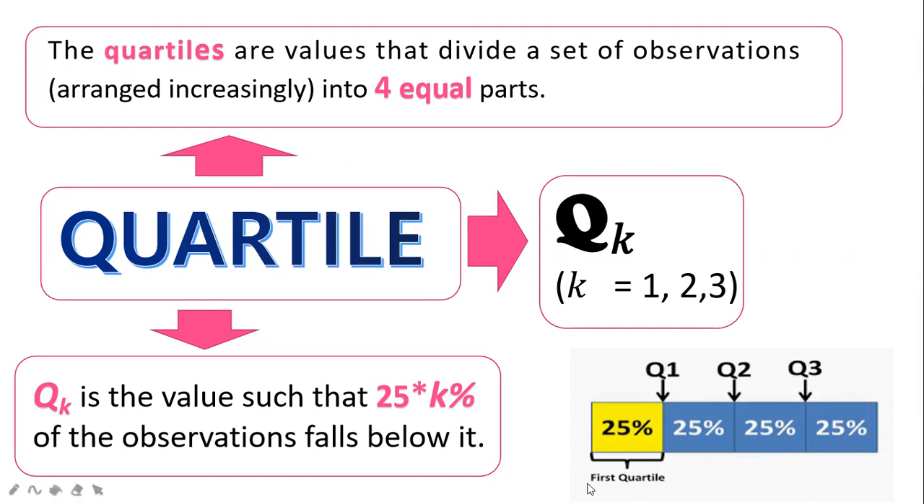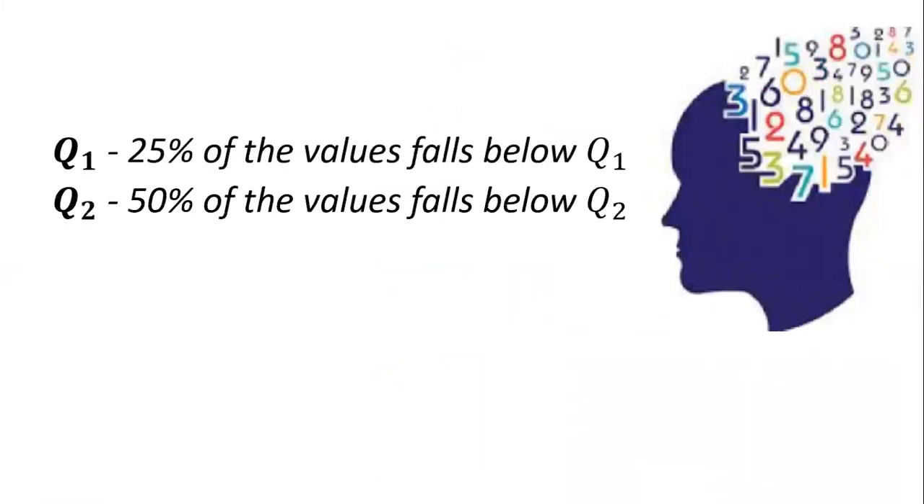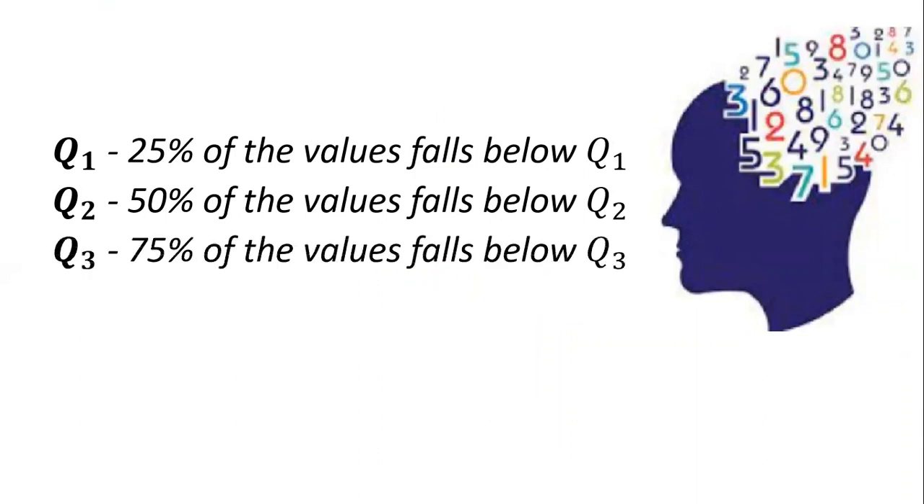For our illustration, note that we have 4 equal parts, at 25% each part, and we have Q from 1 to 3. This is considered as our first quartile. Thus, if we have Q sub 1, it is 25% of the values fall below the first quartile. For the second quartile, 50% of the values fall below the second quartile. And for the third quartile, 75% of the values fall below the third quartile.